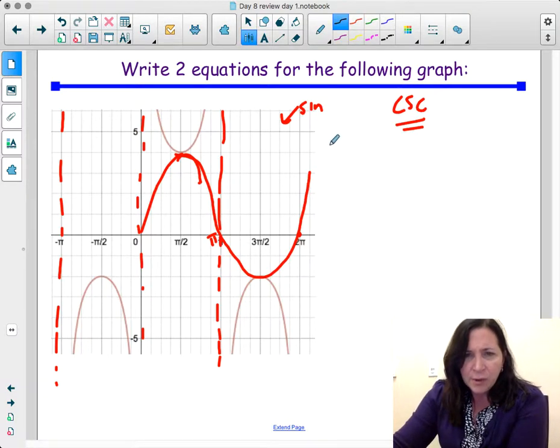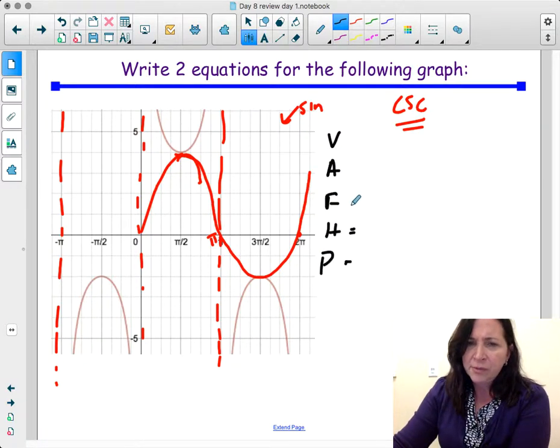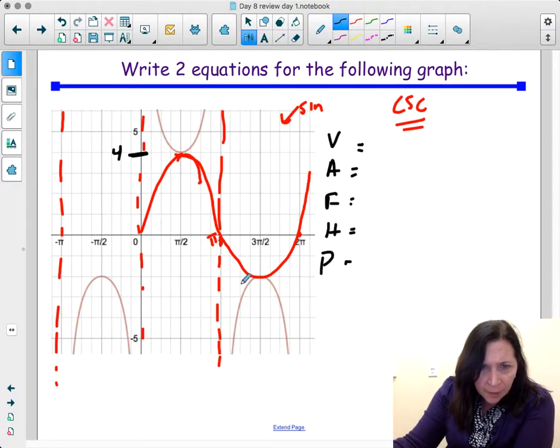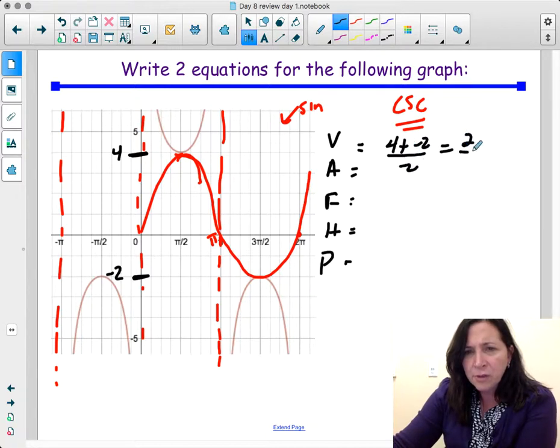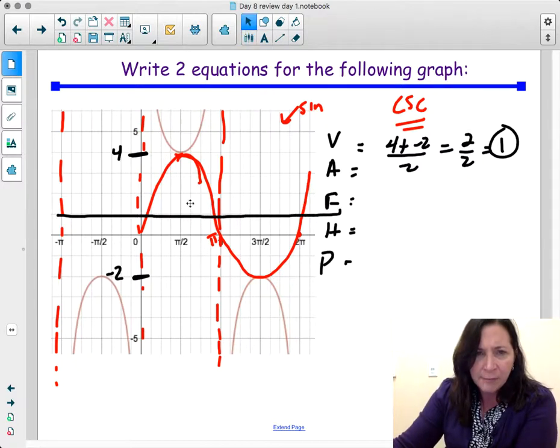Couple of other things. What's my vertical shift? So we got VA, F, H, P. I mean, it really helps if you do the VAF, I think. My vertical shift, again, this looks like the height is 4, and this down low is -2. So that means to find the average, I'm going to go 4 plus -2 divided by 2. So 2 divided by 2 is 1. So that means my vertical shift is 1. 4, 3, 2, 1. So here's my vertical shift. Okay. So that means that this graph actually doesn't have that part to it right here, right?